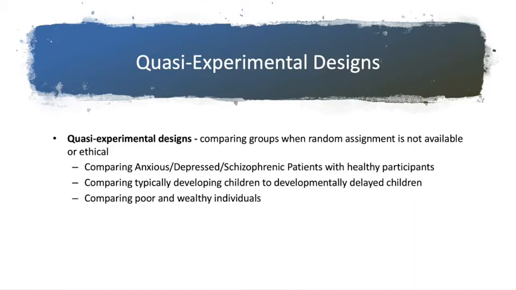to answer applied questions like differences between anxious and non-anxious people, differences between anxious and depressed people and people with schizophrenia, for example, right? Or children who are typically developing versus children who are developmentally delayed. Of course, you cannot randomly assign people into these conditions because these are pre-existing conditions, yet the experiments still must go on.